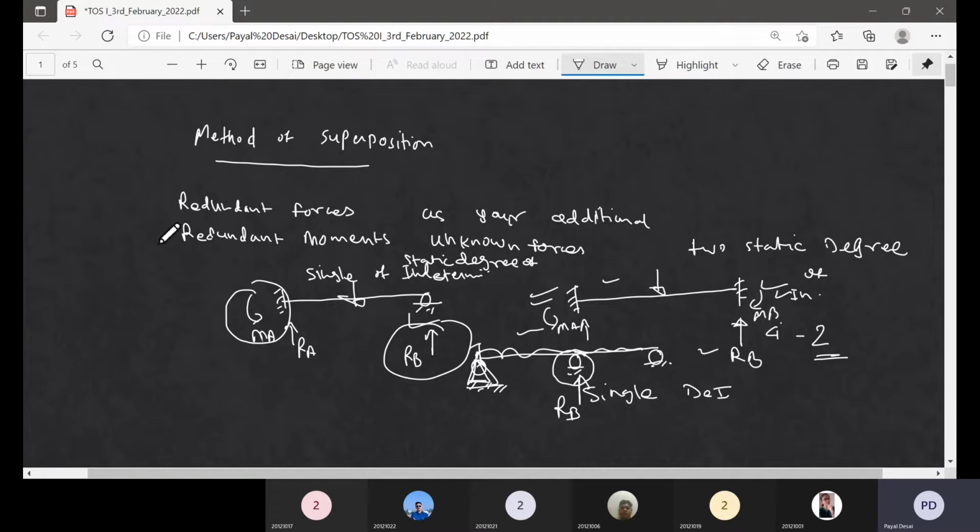Now, a slightly different variation where you can also take the redundant as internal moments or internal shear forces. This slightly different variation I have also included in your assignment example, which I uploaded yesterday, when internal moments are the redundant forces.